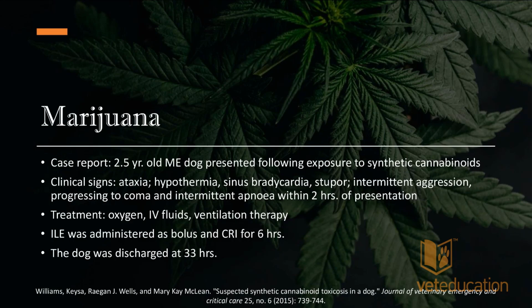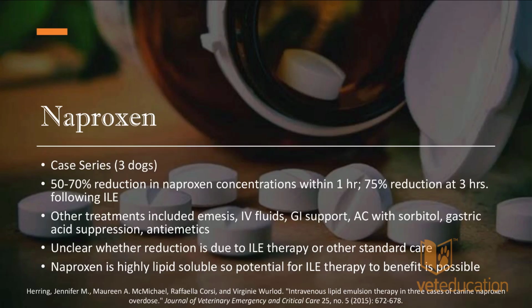So this patient deteriorated clinically in a very, very profound manner. This dog required oxygen therapy, intravenous fluids, and ventilation therapy in order to manage the intermittent apnea that was present. Intravenous lipid emulsion therapy was administered as a bolus and a continuous infusion for 6 hours, and the dog actually appeared to recover fairly well. Now, marijuana in theory should be a drug that will respond pretty well to intravenous lipid emulsion therapy, and this seems to be supported by this case report, but we really only have the one case report in dogs to go on. There's just not that much published.